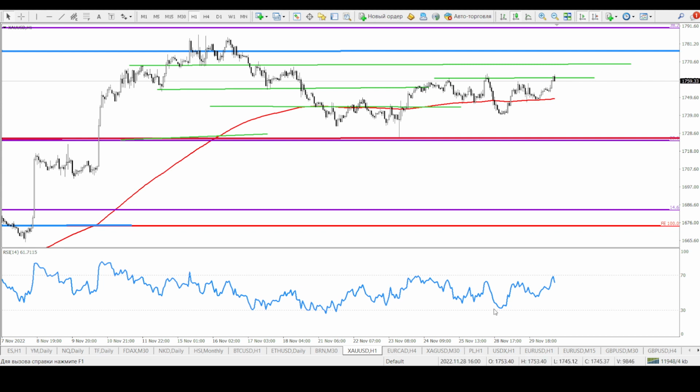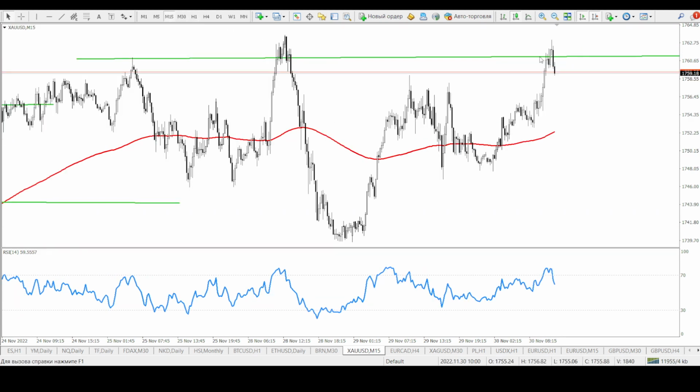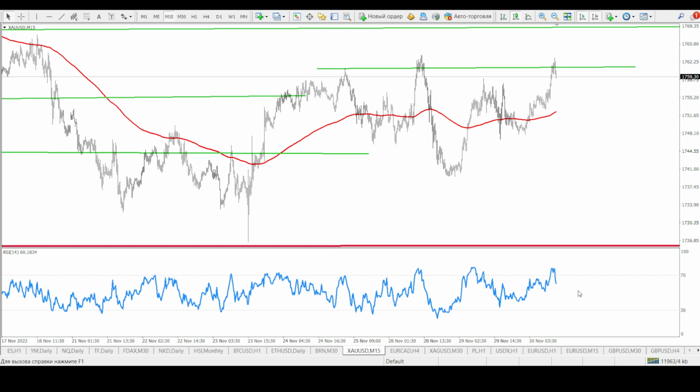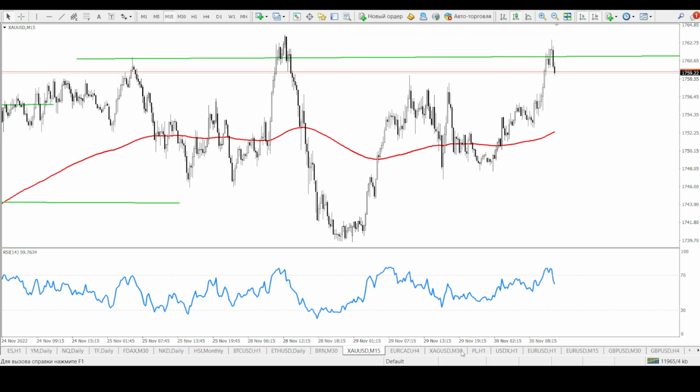What does the signal look like? I need an RSI signal. I need shadows on the top side. This is something I have, and I need a level of resistance. Here is the level of resistance. Here is the shadow. Here is the RSI period 14 signal. It looks like a combo right now.